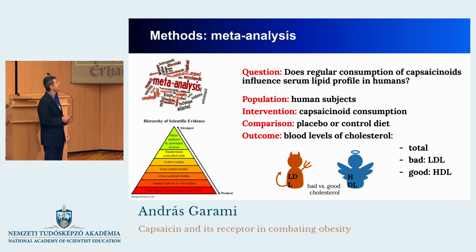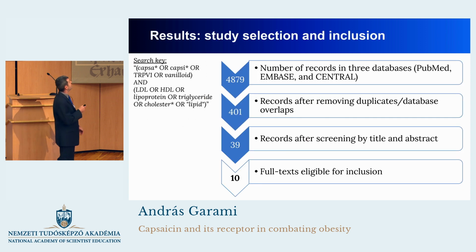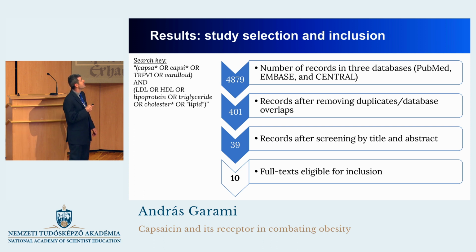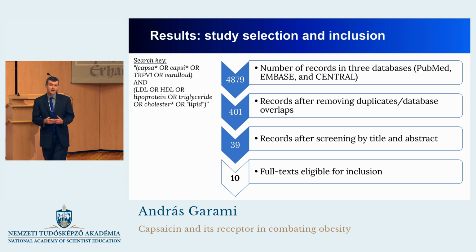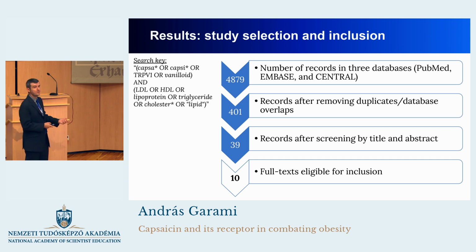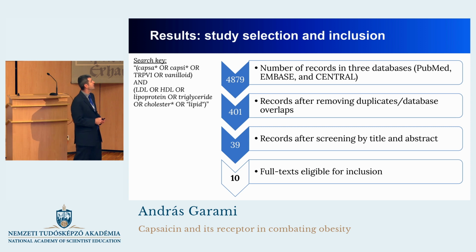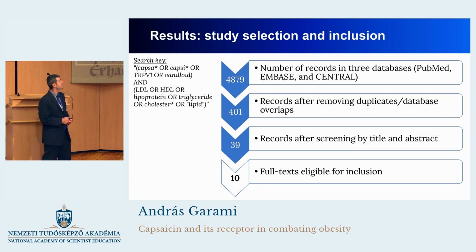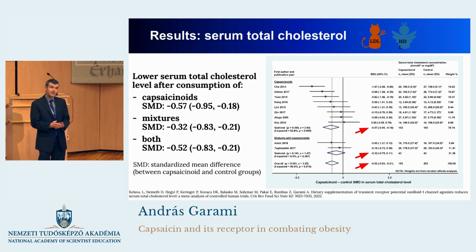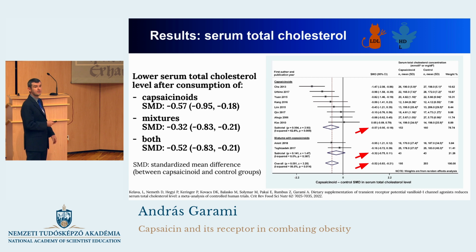So we created a search key that you can see on the left side here, and entered it in the three major databases, which identified nearly 5,000 papers, but after enabling filters, removing duplicates, and screening the titles and abstracts of these papers, altogether 10 full-text papers remained eligible for inclusion in the data synthesis, which we did and used standard meta-analysis methods, which often result in the so-called forest plot that you can see in this slide.